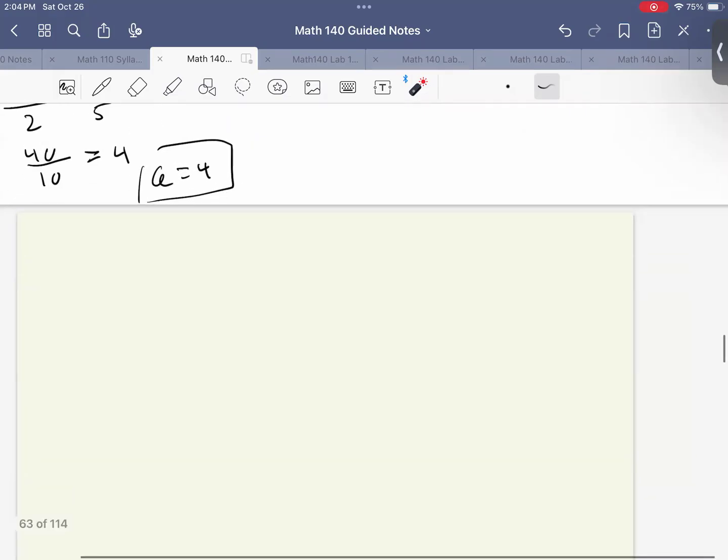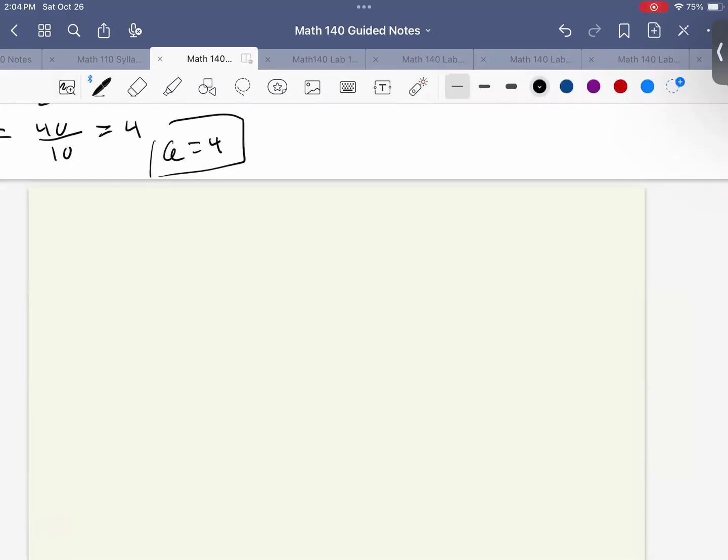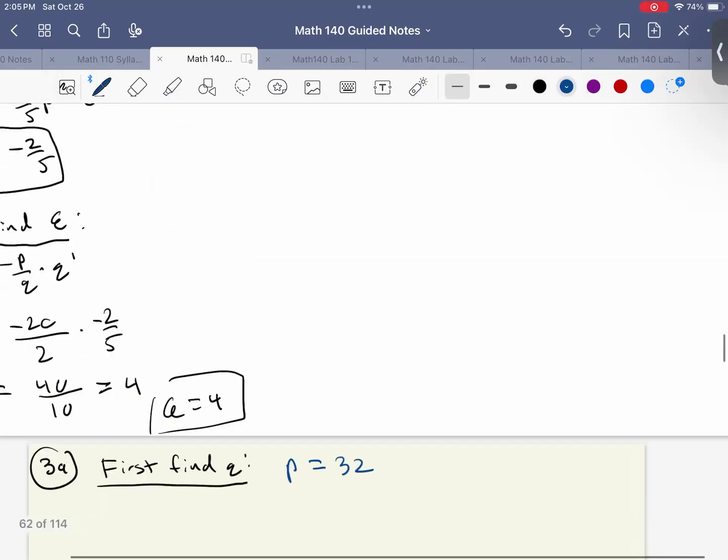So a scarier looking function than before, but we still need to take the derivative and things like that, right? So same process, just different function. So same thing, I want to first find Q, right? That's my first thing I got to do. So what I want to do here is just plug in P equals 32 into the function, right?